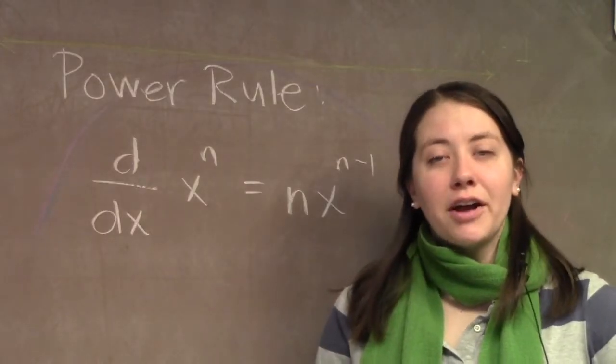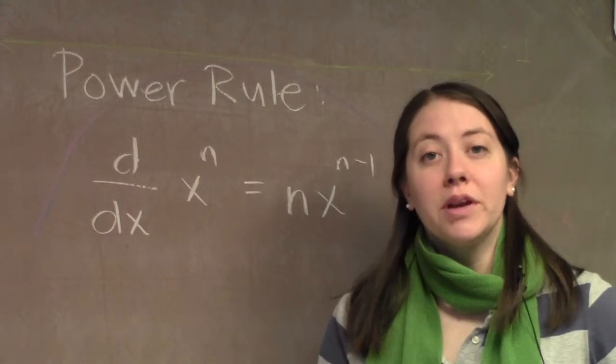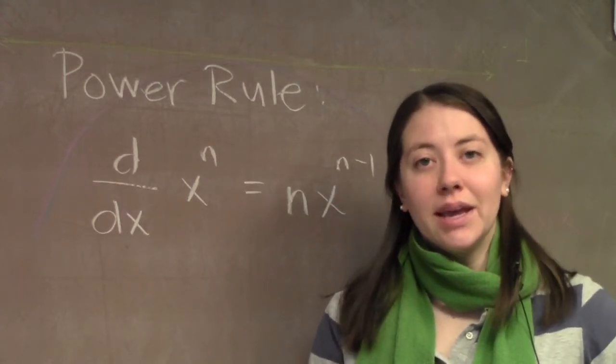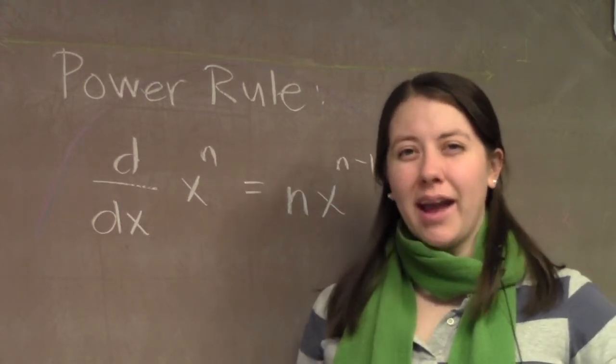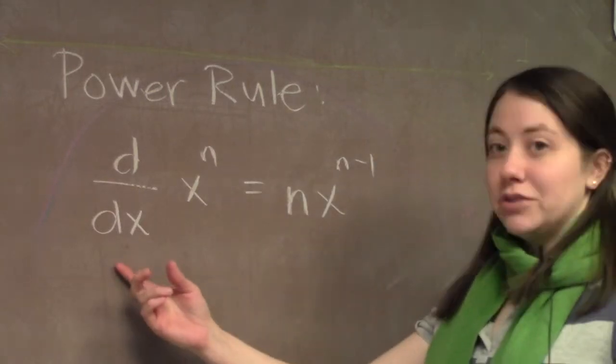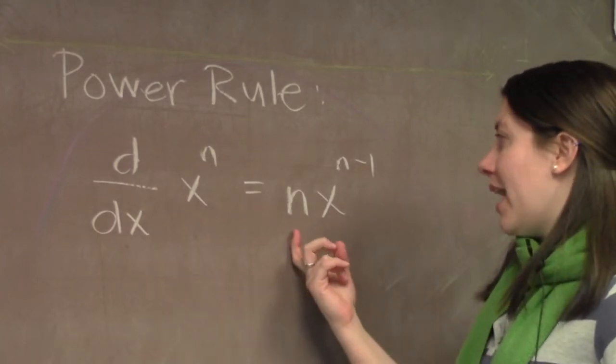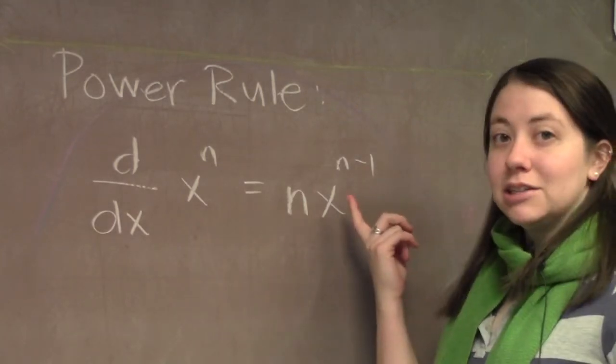Let's put together a couple of the things that we've learned this week. Probably the most important rule for the derivatives that you've learned this week is the power rule, and that's the one I have written on the board behind me. The power rule says, if I take the derivative of the function x to the n, the result is n times x to the power n minus 1.